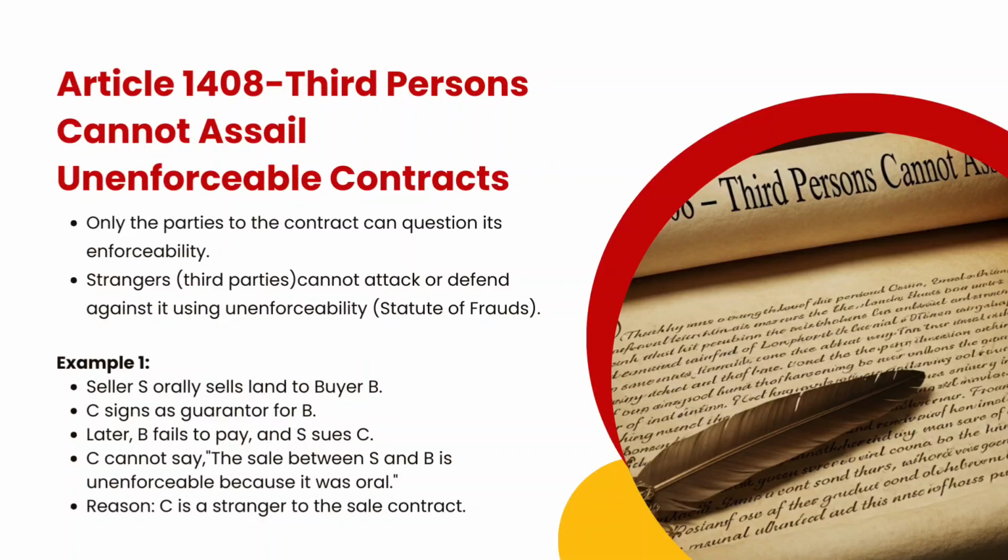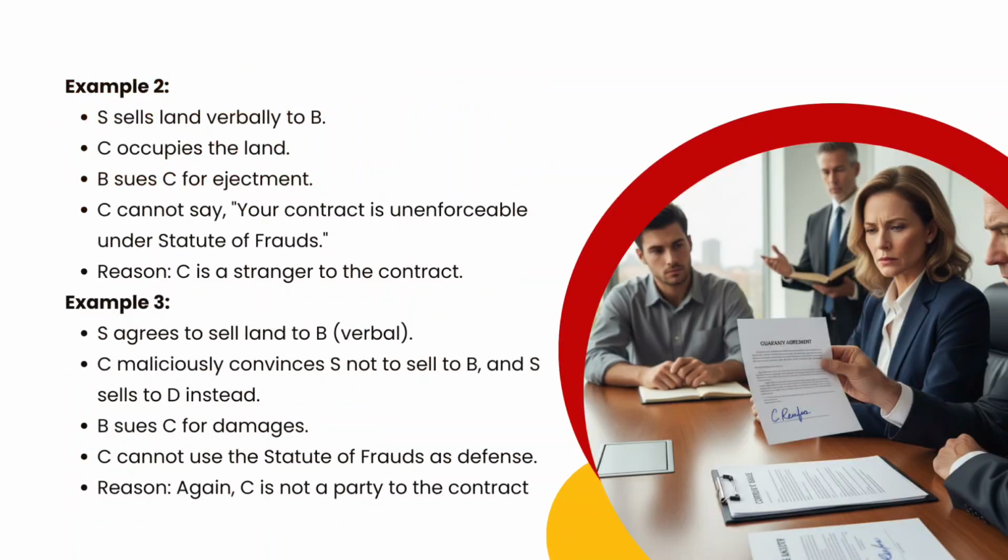C is a stranger to the contract. 2. Under a verbal contract, S sells a parcel of land to B. In an action for ejectment by B against C, the person in possession, the latter cannot set up the defense of the statute of frauds. 3. In the preceding example, suppose C maliciously induces S not to sell the land to B so that S sells the land to another. In an action by B against C for damages, see Article 1314. The latter cannot also invoke the statute of frauds.